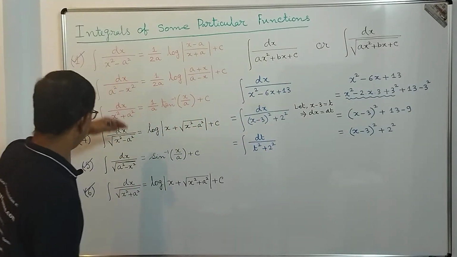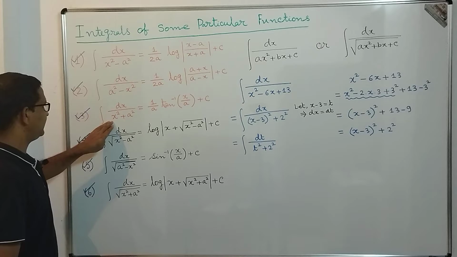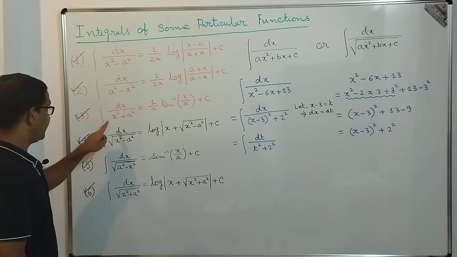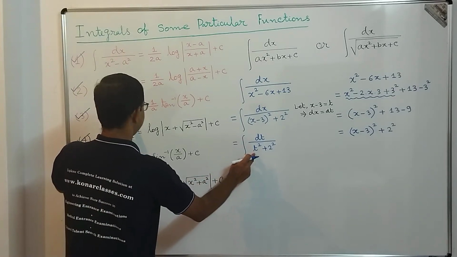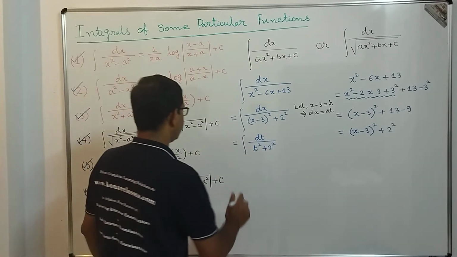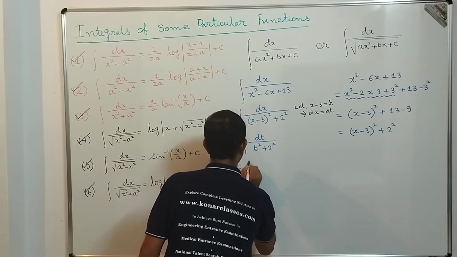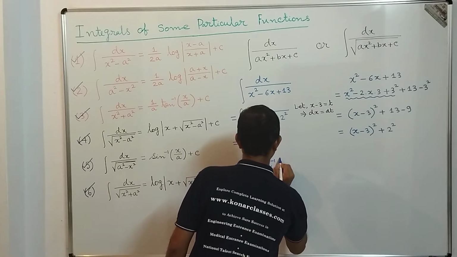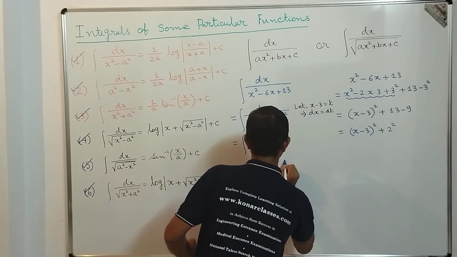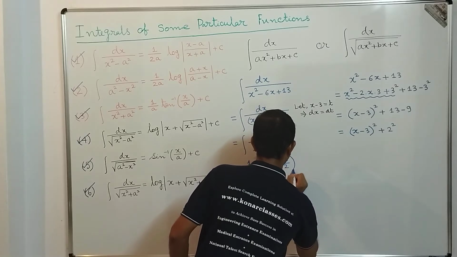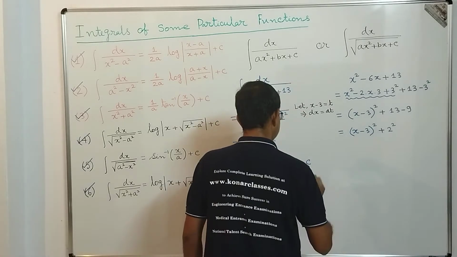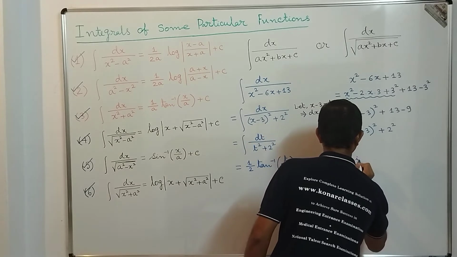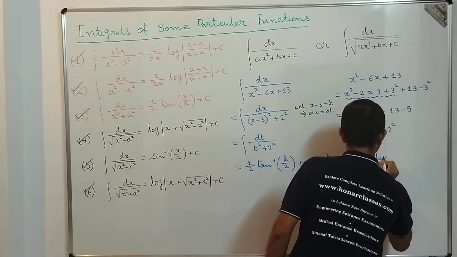Now let's look into this formula. This is in the form of formula number 3, integration dx by x square plus a square, where x is nothing but t and a is nothing but 2. So what will this be? That will be equal to 1 by 2 into tan inverse of x by a in this formula. That means here it is t by 2 plus c, where c is the integrating constant.